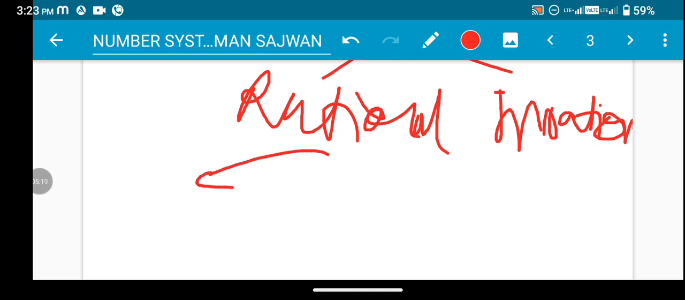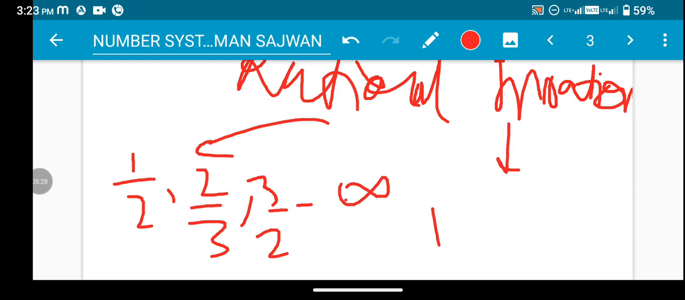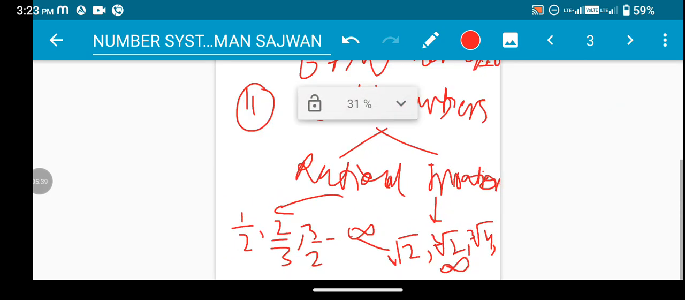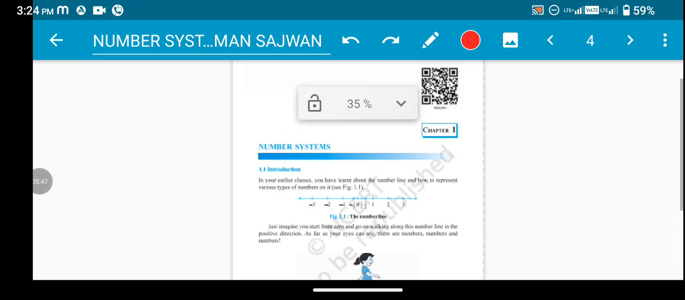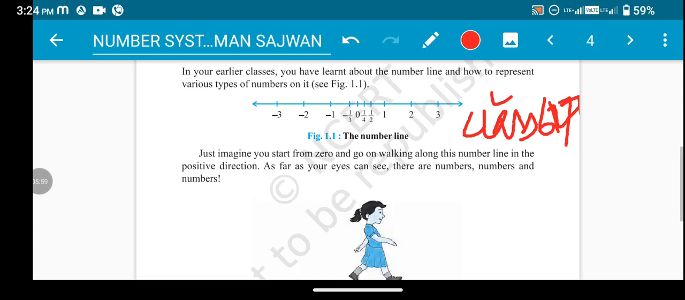Rational number examples: 1 by 2, 2 by 3, 3 by 2, and so on. And irrational: root 2, cube root 2, cube root 4, and so on. We have read about this. Integers are also there. Now let's move to class 9. A number line is there. You have already done this in class 6 and 7th.